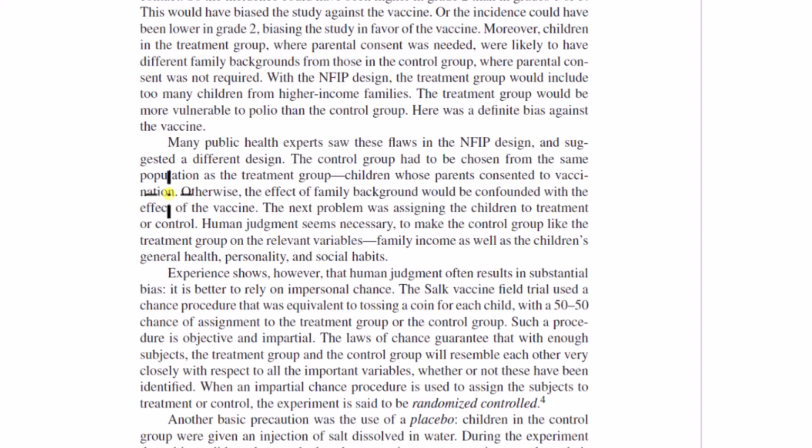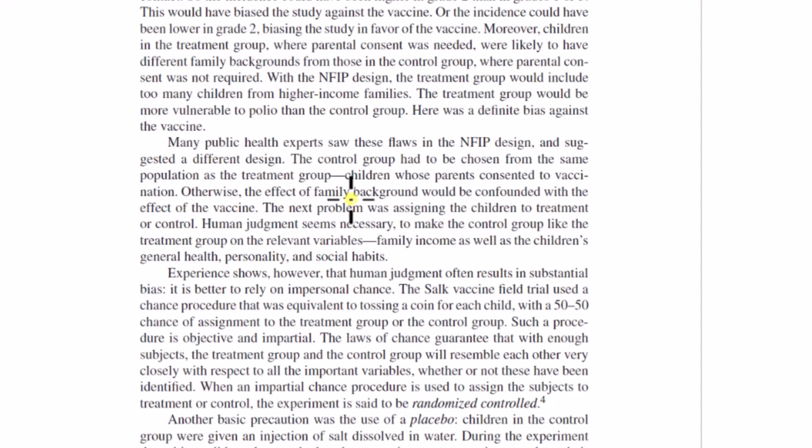But I guess they decided that it had to be done. This is the only way to get an experiment with the level of accuracy that they needed. Otherwise, the effect of family background would be confounded with the effect of the vaccine, right? They didn't want to mix in low income with high income, and have this family background and the whole situation getting confounded with the main variable, not confounding the results. I want to make sure I get the terms right.